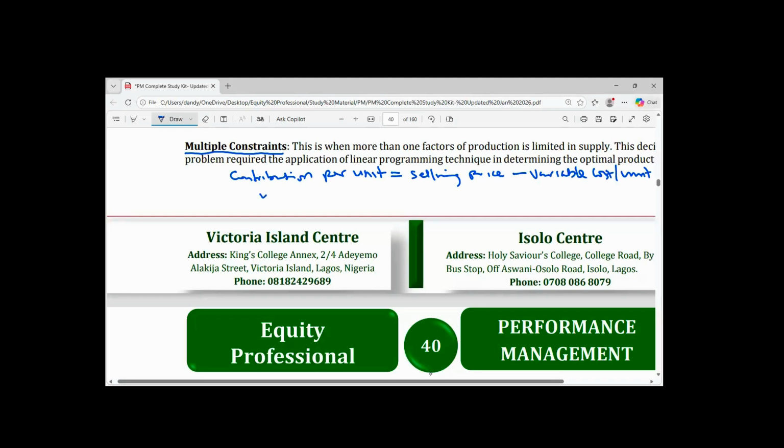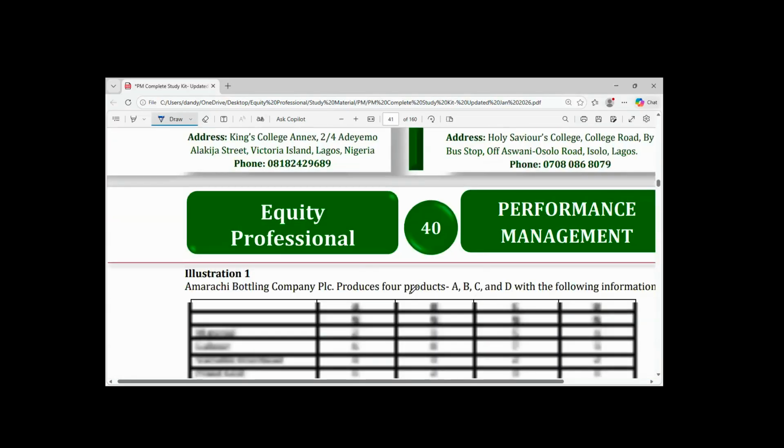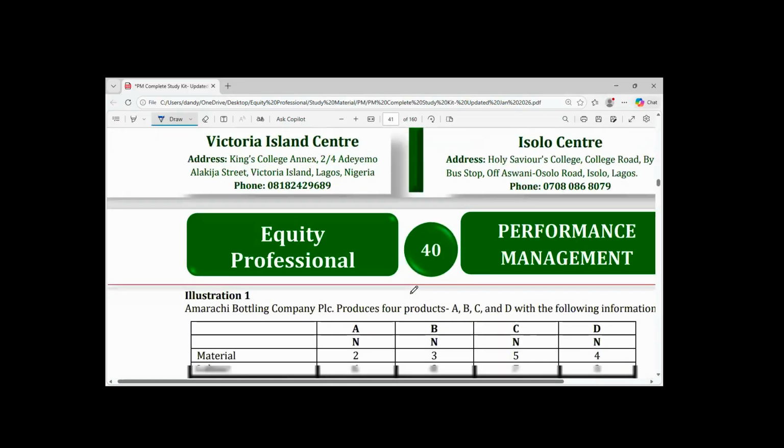Or you can say contribution per unit is equal to fixed cost per unit plus profits. That will give us contribution. So depending on the information available, these are some of the ways in which we can calculate contribution margin. Now, step 4 says you should determine contribution/savings per key factor, and rank the results in a descending order.